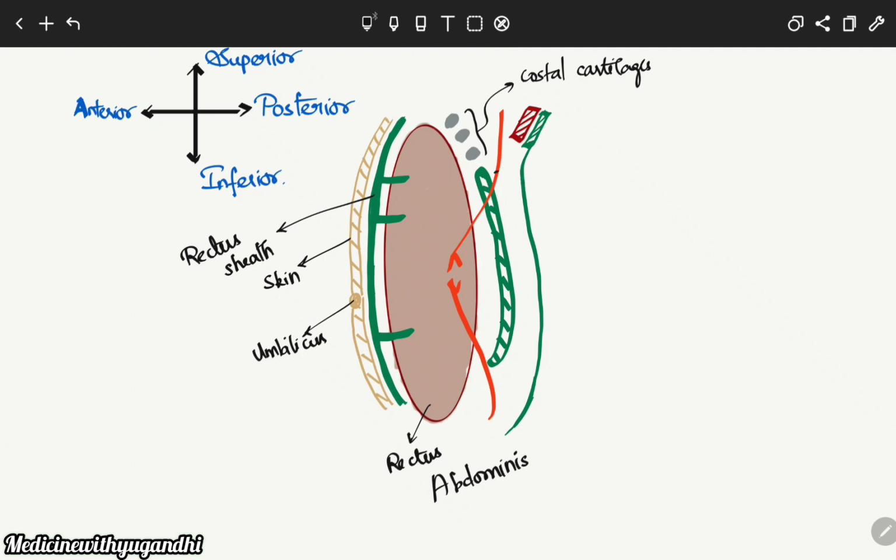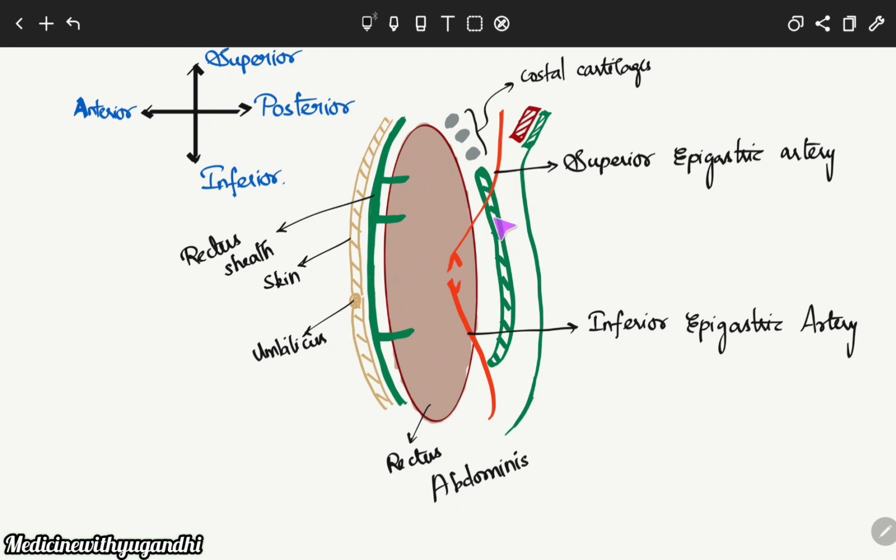and then this is the superior epigastric artery, and here you could see the inferior epigastric artery, and this is the posterior wall of the rectus sheath, and here you could see the diaphragm, and this is the diaphragmatic fascia, and this is the fascia transversalis.